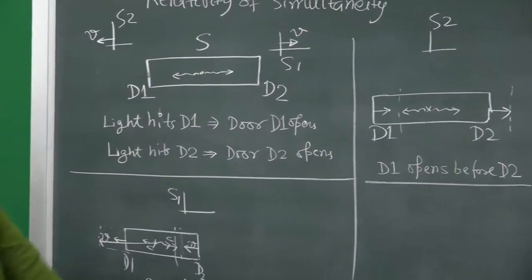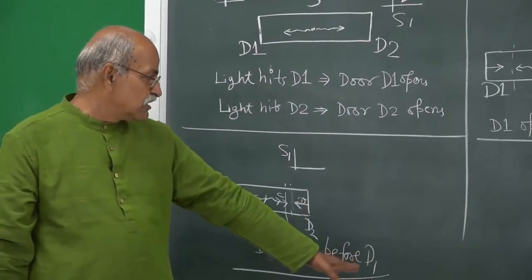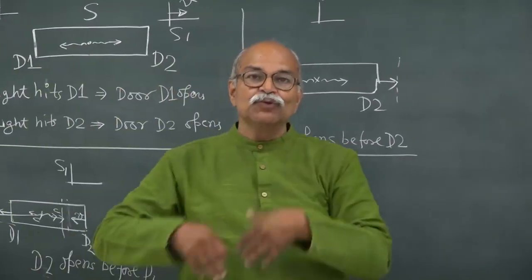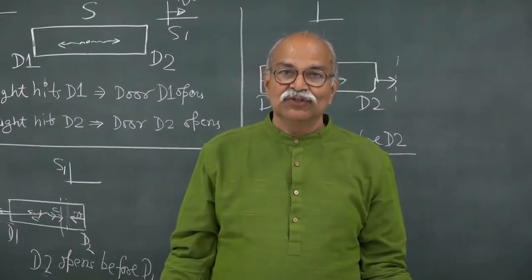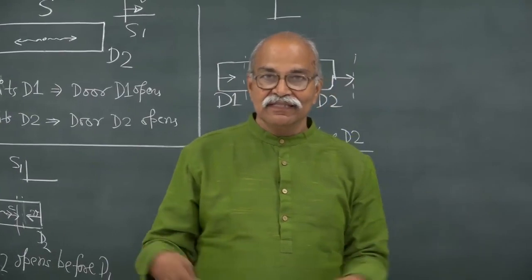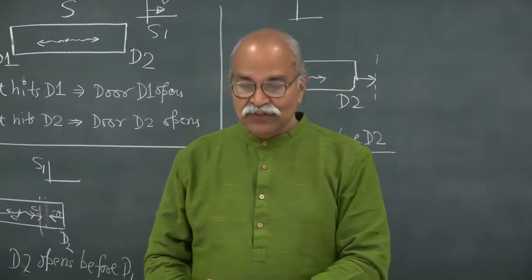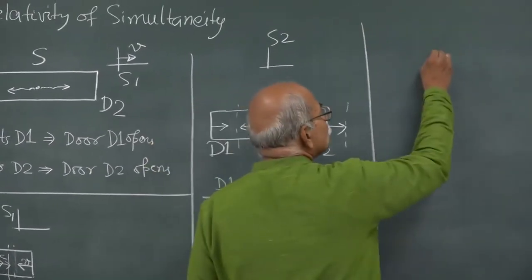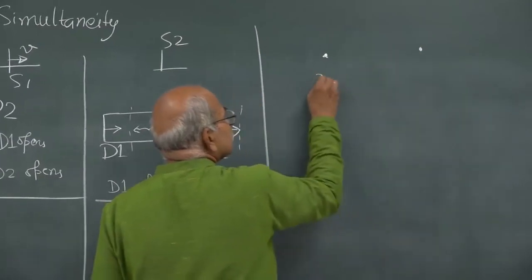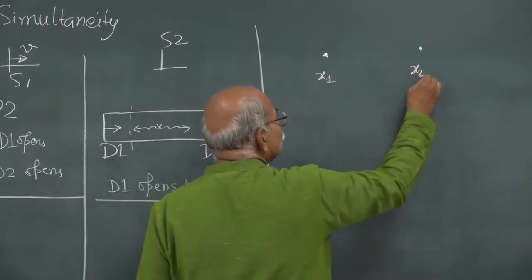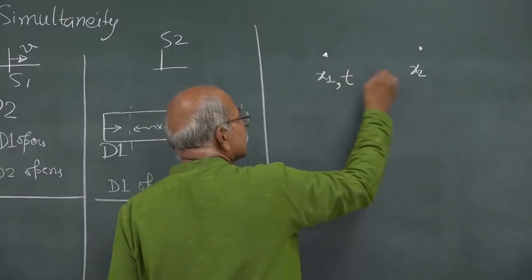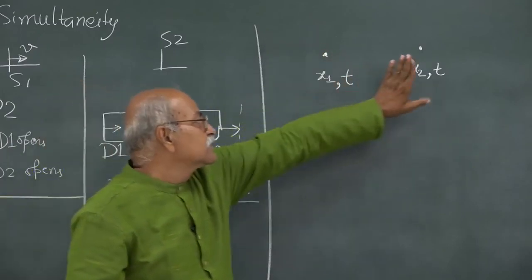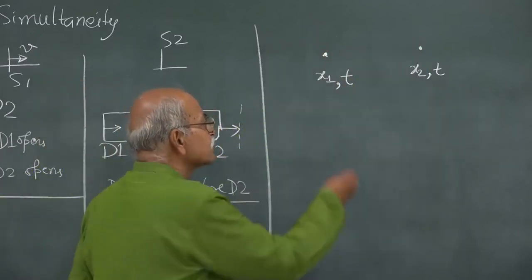So, you can see in one frame D2 opens before D1, in some other frame D1 opens before D2, and in some other frame the two are opening together. So, two things are simultaneous, this is also relative. You can see this from Lorentz transformation also. If you have two events occurring at say x1 and x2 and time t, let us say time t is simultaneous here. At the same time an event occurs here, at the same time an event occurs here. This is, let us say, S frame.